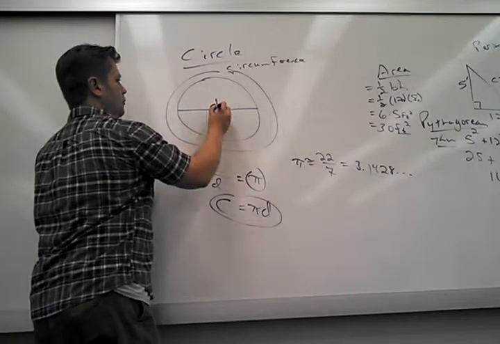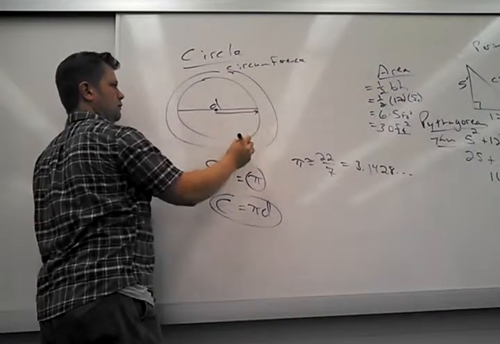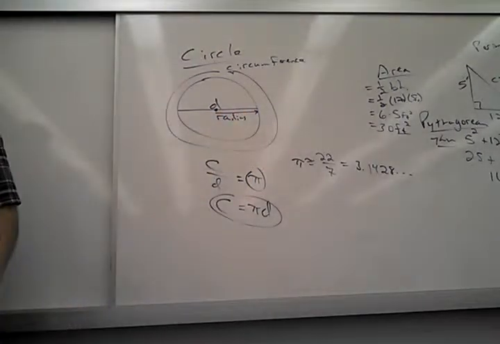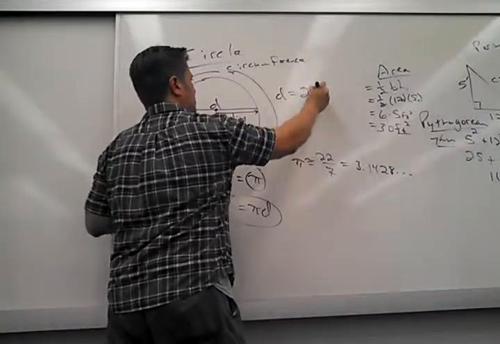So that's d. What would just halfway out be? What's that? Radius. Good. So how does the radius relate to the diameter? Half. Good. The radius is half, so the diameter is twice the radius.